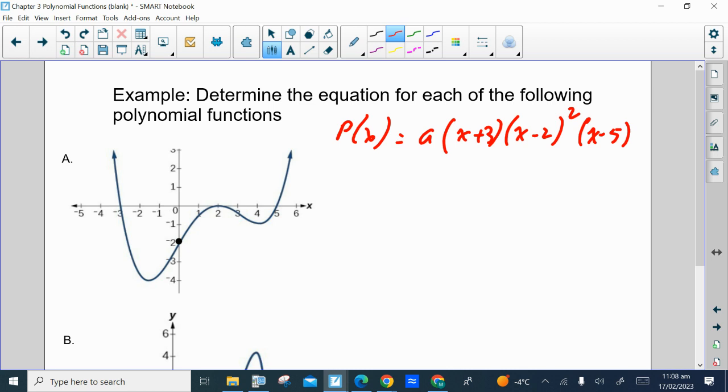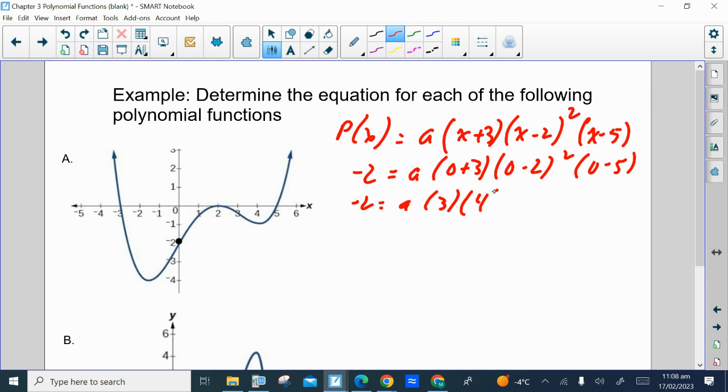And to determine a, we need another point. In this case, we're given, once again, the y-intercept is -2. So that will be when x is 0. Zero plus 3 is 3. 0 take away 2 is -2. All squared is 4. 0 minus 5 is -5. So -2 will equal 12 times -5 is -60a.